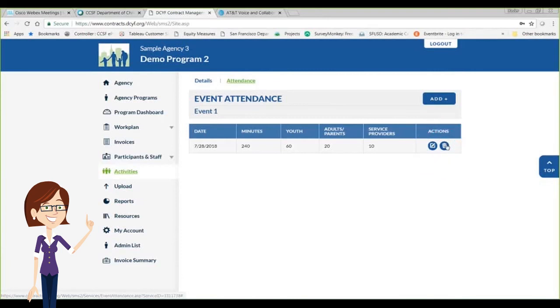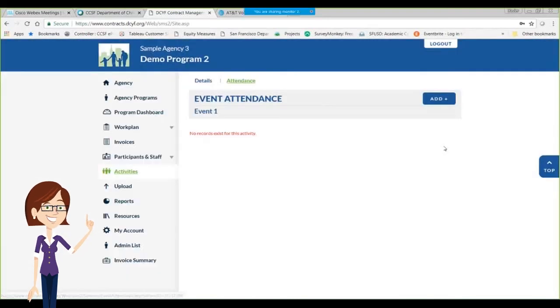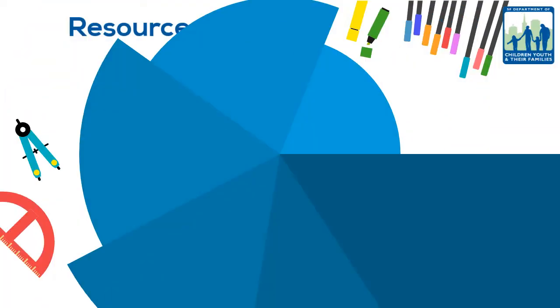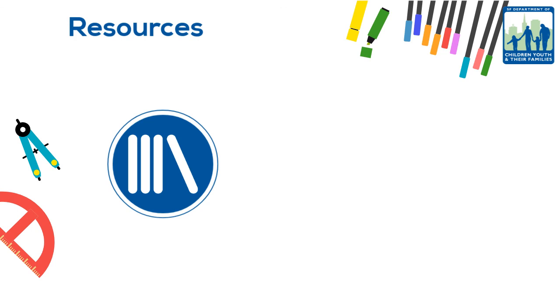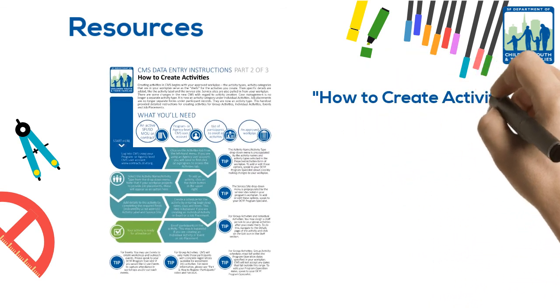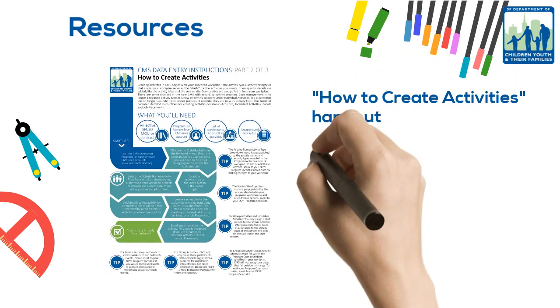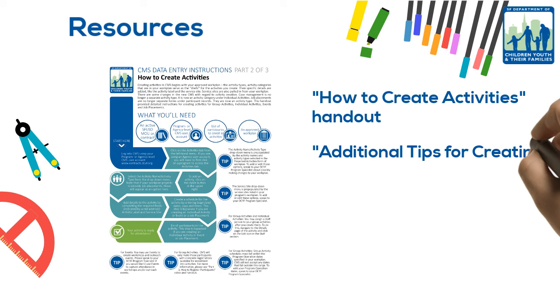So those are the steps for creating activities in CMS. In case you need additional support, here's a list of resources you might find helpful. You can find the handouts in the Resources tab in CMS. The videos are on the CMS login page. The How to Create Activities handout, Additional Tips for Creating Activities handout.